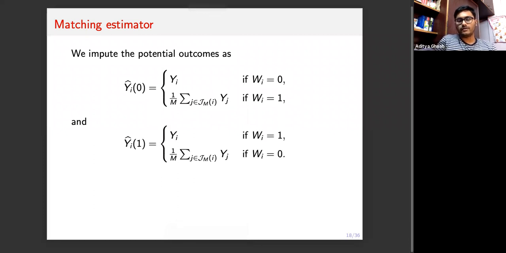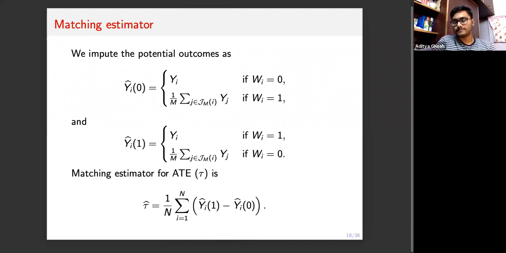Similarly, for yi1, we can impute like this, and then simply consider the difference in the averages like this. Sorry, the average of the differences. So this is the matching estimator for average treatment effect. Note that we do not directly have independence here. It is dependent through the covariate values, but still we have something to proceed.